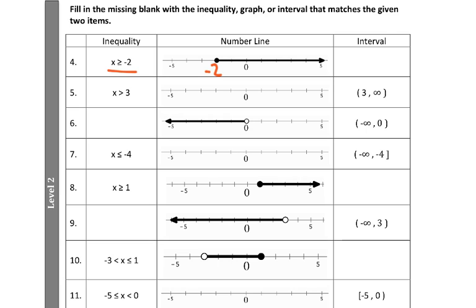Oh wait, I'm sorry, I need to backtrack. This is telling us x is greater than or equal to negative 2. We see a number line that shows us all of the numbers that are bigger than or equal to, notice the colored in dot, negative 2. And now we need to write an interval.